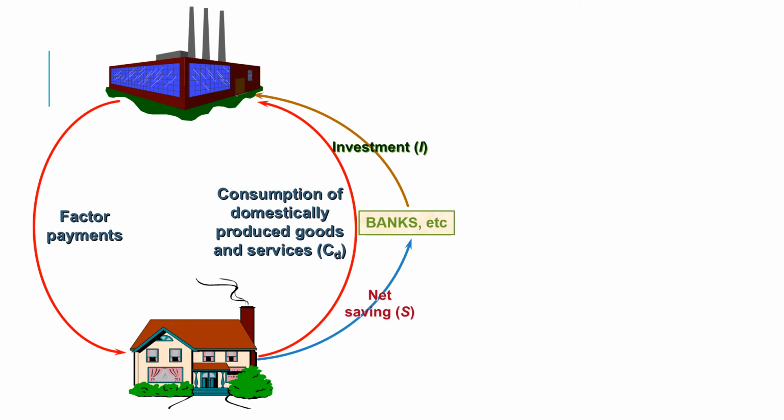The next sector we're going to introduce is the government sector. So the government collects taxes primarily from households, and when a household pays tax, that reduces the consumption of goods and services, because that money can't be spent on goods and services, it's being collected as tax. The flip side of that is often governments spend money themselves.